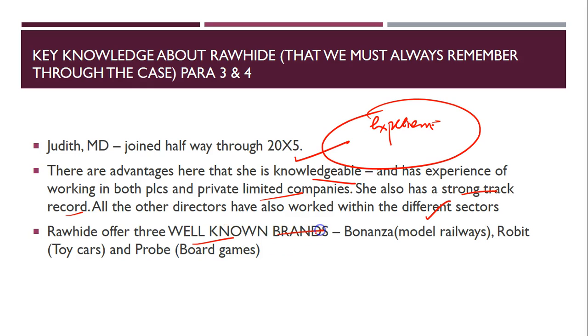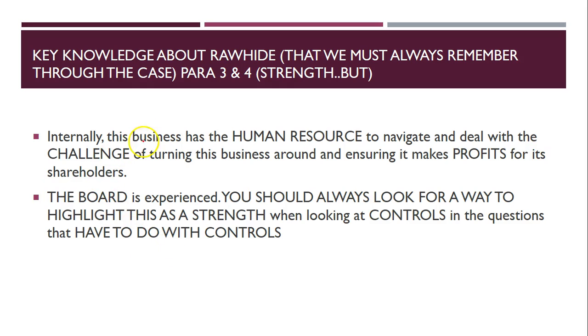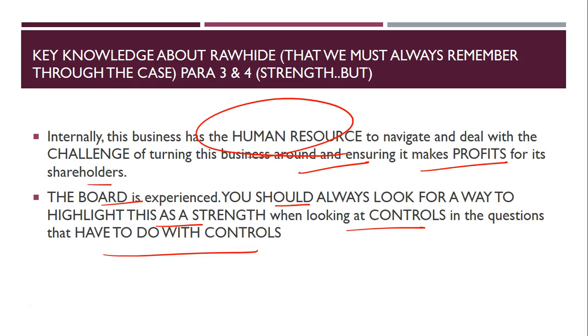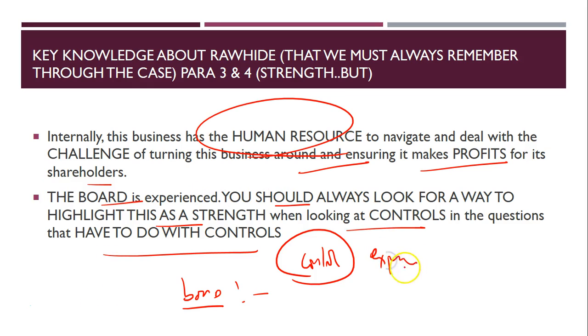And they also have 3 well-known brands. So Bonanza, Toy Cars, and Pro. So internally, this business has the human resource to navigate and deal with the challenge of turning this business around and ensuring it makes profits for its shareholders. So the board is also experienced, and I've written here you should always look for a way to highlight that this is a strength when looking at controls in the question. Right. So when you see any control questions, we're always looking to the fact that the board is a strength. The fact that all this experience that we have definitely 100% are strengths.